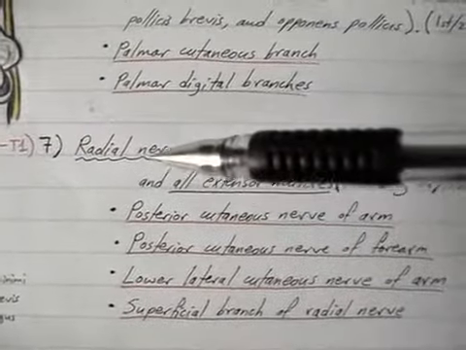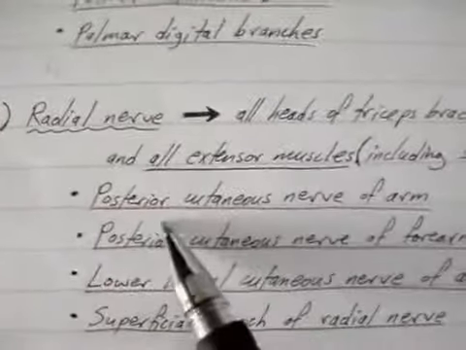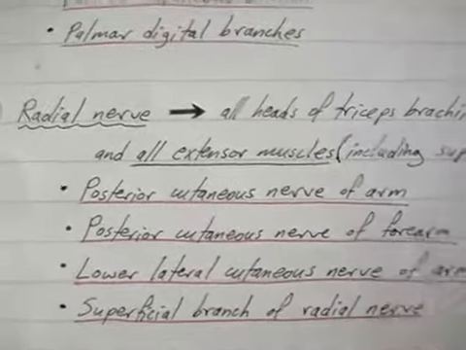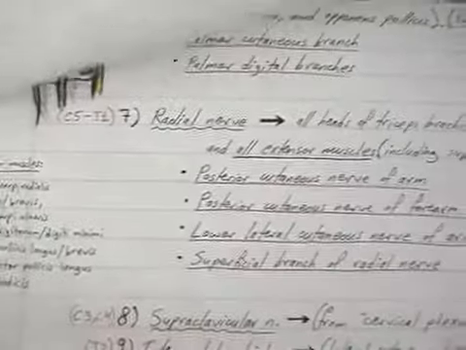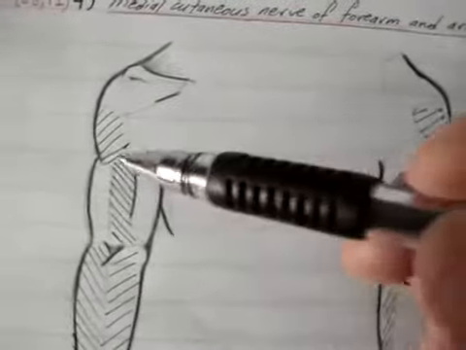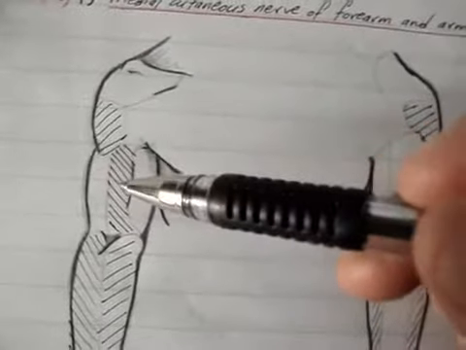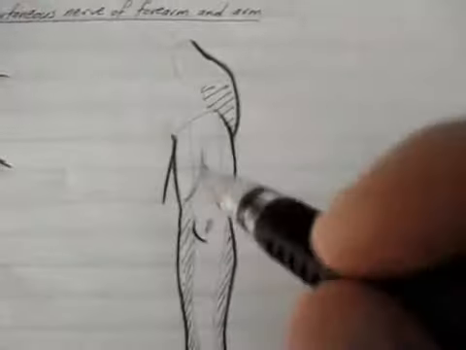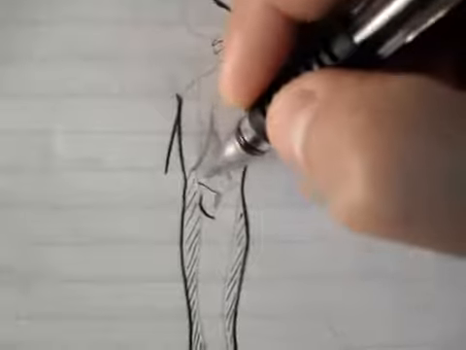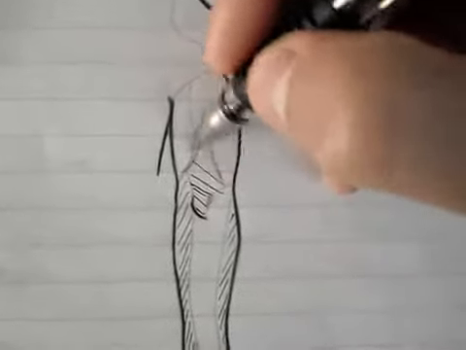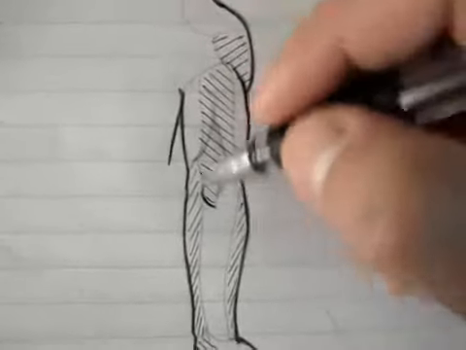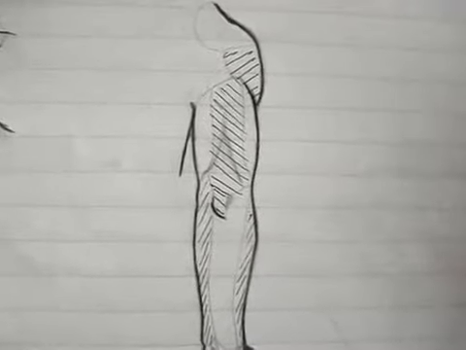The cutaneous branches of the radial nerve include the posterior cutaneous nerve of arm and the posterior cutaneous nerve of forearm. Let me show you those first. The posterior cutaneous nerve of arm is located, so this area here is the arm. This is the anterior view, so you have to go to the posterior. This is the posterior view, this is the arm, so this here is the posterior cutaneous nerve of arm. It's right where your triceps are, at least right in the center. The tendon of the triceps will be here.